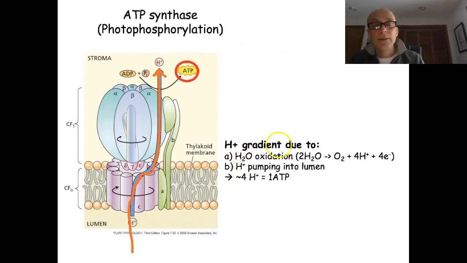So the H plus gradient that allows the system to work occurs because you have water oxidation, right? That was the water splitting at the very beginning that I showed you, where you have two waters that produce an oxygen, 4 protons and 4 electrons, and because of the hydrogen pumping into the lumen. And so every time that you get 4 hydrogens flowing through here, you can get 1 ATP. All right. So that's the gist of the light reaction.